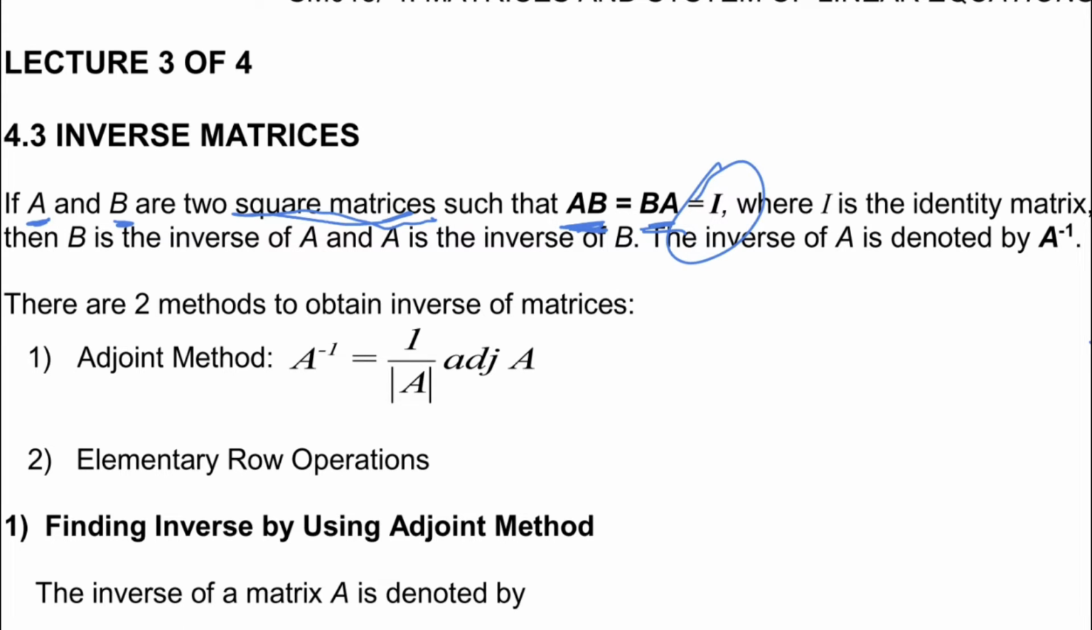Then matrix B is the inverse of matrix A, and at the same time matrix A is the inverse of matrix B. The inverse of matrix A is denoted by A inverse. Same also, the inverse of matrix B is denoted by B inverse, like this. That's how you write the inverse matrix.